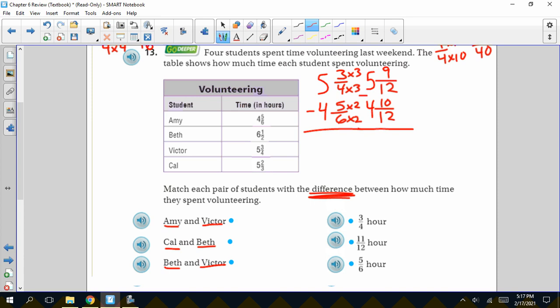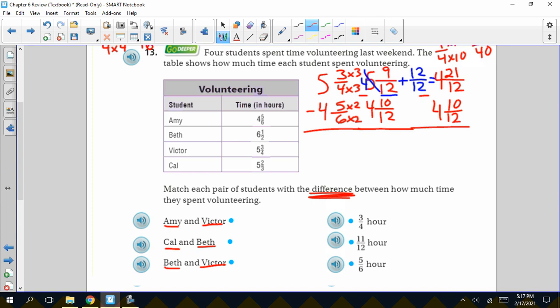Well, when we subtract here, 9 minus 10 you cannot do. So we have to borrow from the 5. So I'm going to cross off the 5 and make it a 4. And I'm going to add the common denominator of 12. We're going to add 12 twelfths. This should give us 9 plus 12, which is 21 twelfths. And our whole number is now 4. 4 and 10 twelfths just comes over with it.